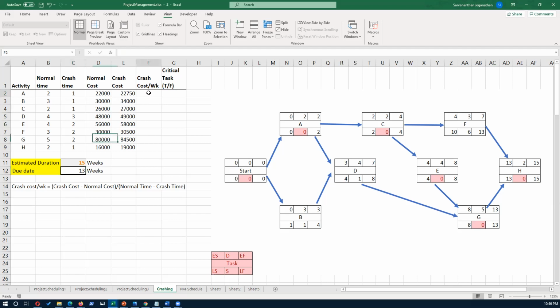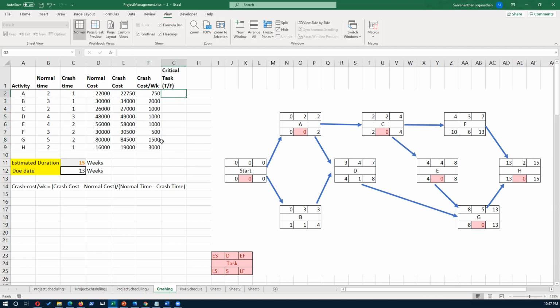So the first thing that we need to do here is find out the crash cost per week or per period. This could be calculated using the formula given here: crash cost minus the normal cost, divided by normal time minus crash time. So this gives the crash cost per period, in this case per week.